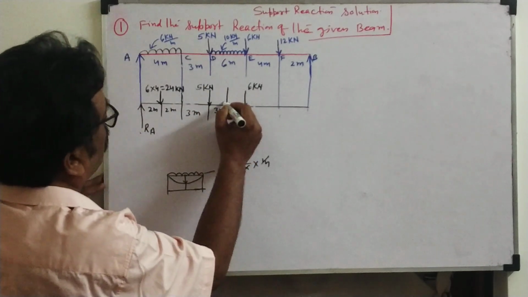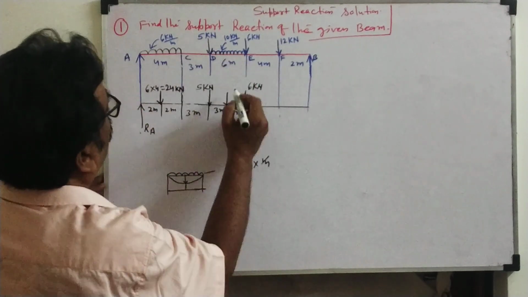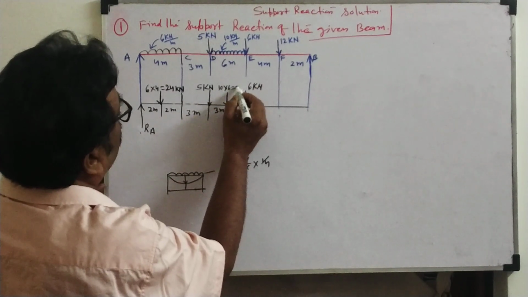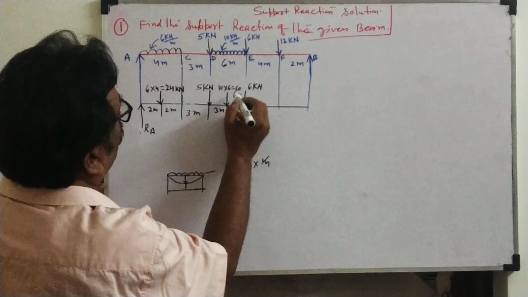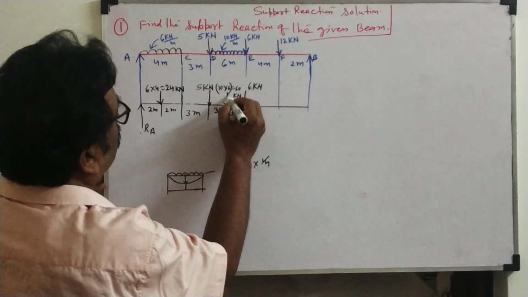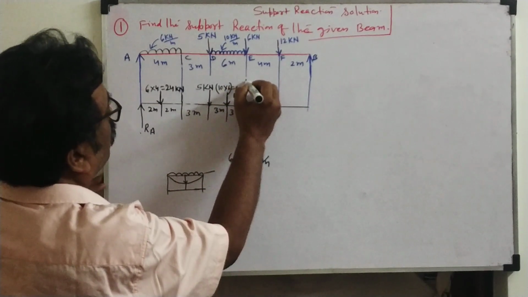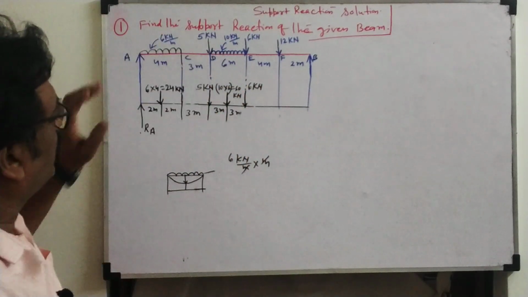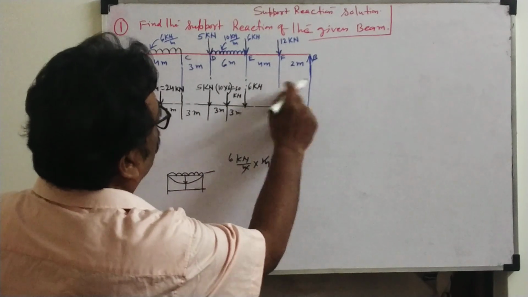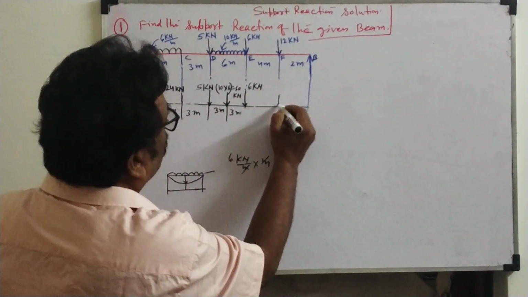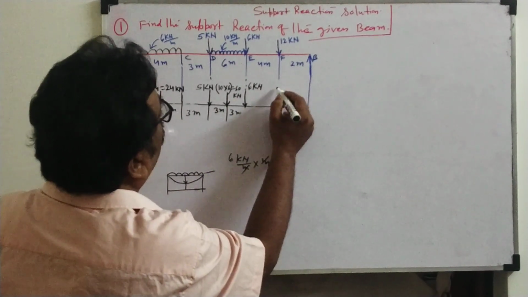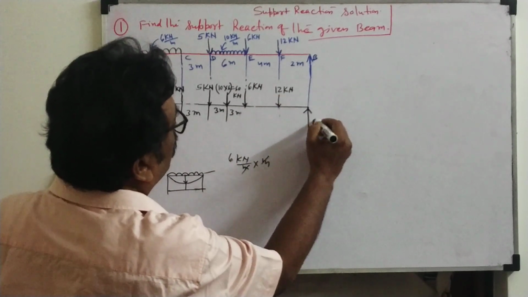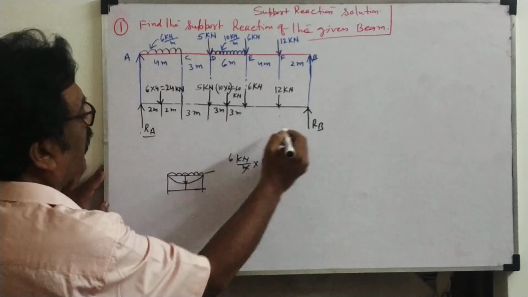Now look at that UDL: what is the length and what is the load? 10 into 6, nothing but 60 kilonewton. We got the load, 60 kilonewton. So we converted this UDL into a point load. Next, is any load there? Yes, one more load is there, given as 12 kilonewton. Then these are the support reactions, as usual RB. So we have to find out RA and RB.